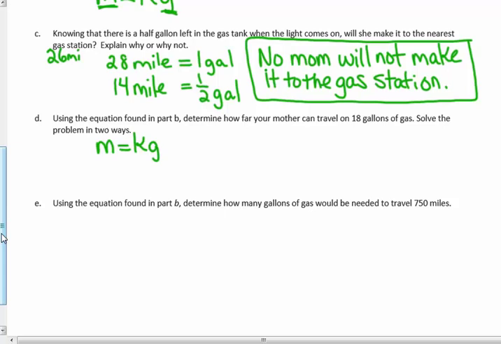Determine how far your mother can travel on 18 gallons. Okay, AAA must have come, filled up her tank, and gave her 18 gallons of gas. Now they're on the throughway again. How far can she go on 18 gallons of gas? Solve the problem in two ways.